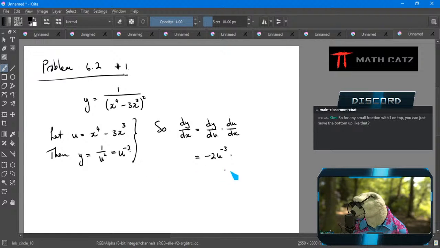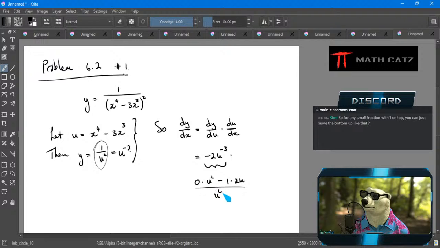Now I'll show you in a second that you could have seen this as a fraction, a quotient, and use the quotient rule. Let's just do that now. If you want to use the quotient rule on this, it's the derivative of the top, which is 0, times the bottom, minus the top times the derivative of the bottom, over the bottom squared. Then because of this 0, this whole thing falls away.